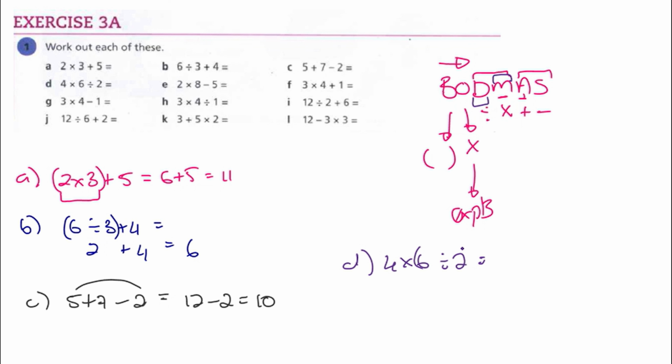Then we have E, 3 times bracket 4 divided by 2. Again, we always perform brackets first. So 4 divided by 2 is 2, and then we multiply by 3. So then we have 3 times 2, which is 6. I'm going to leave the rest for you to do.